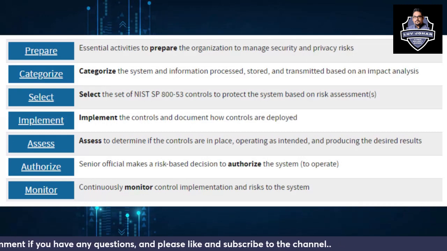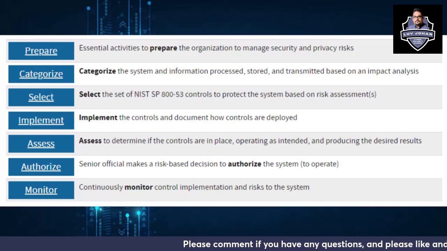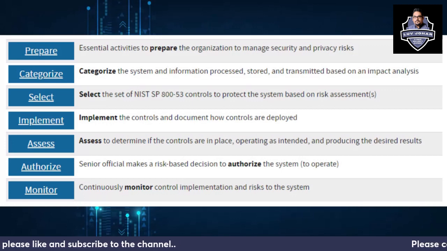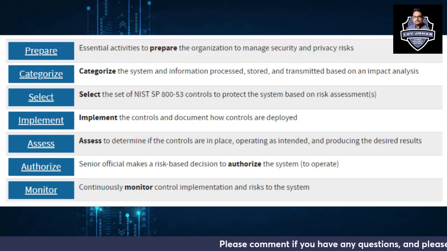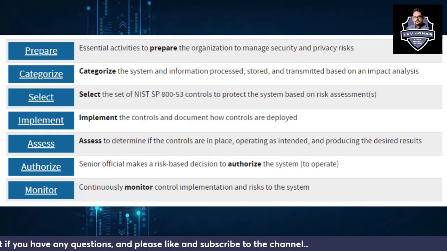So what is categorize? For categorize, you have to understand that you categorize all the systems and information that are there in your organization based upon your business impact analysis. Okay, you have to perform business impact analysis here, and basis upon that, you have to categorize what are the important critical systems and accordingly select the controls from the NIST framework in order to protect them. So after that, you have implement, where you implement the controls and you make sure that they're deployed properly. Then you assess the effectiveness of the controls, whether the controls are running as per your expectations or not.